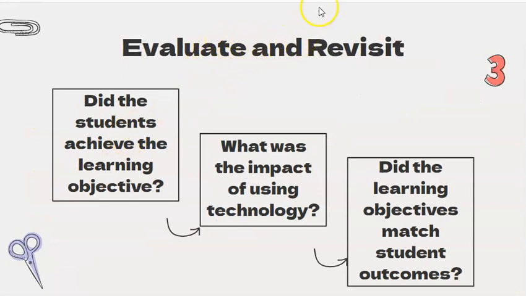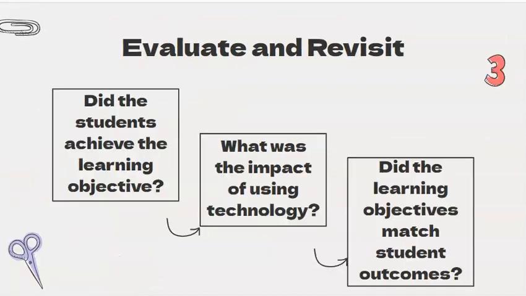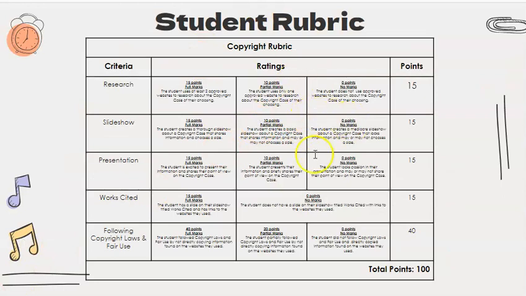Okay, so the last step is to evaluate and revisit. Did the students achieve the learning objectives? In this assignment, the learning objective said that they abide by copyright law and fair use guidelines for educational multimedia. If I look at my rubric here, it talks about following copyright laws and fair use. An important part is the students followed the copyright laws and fair use by not directly copying information found on the websites they used.